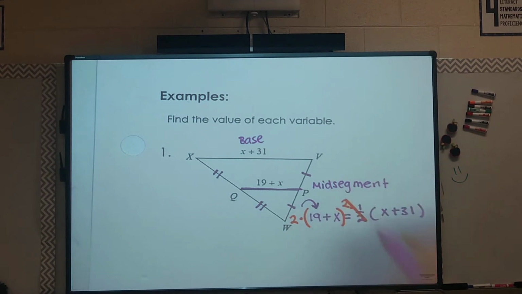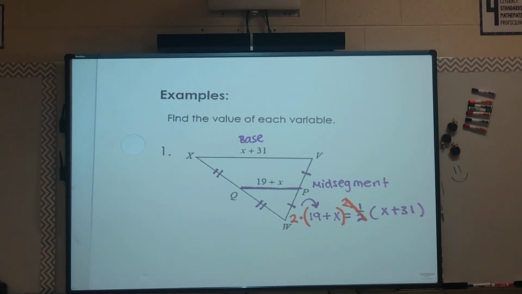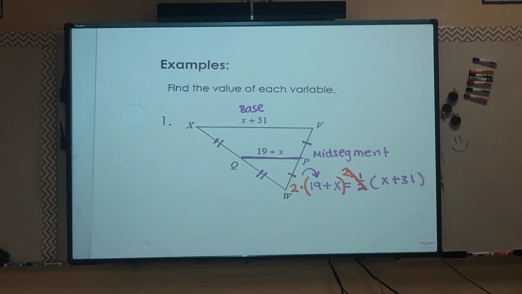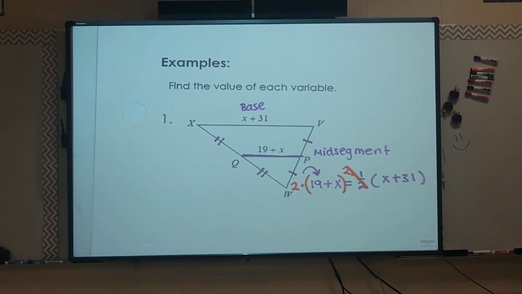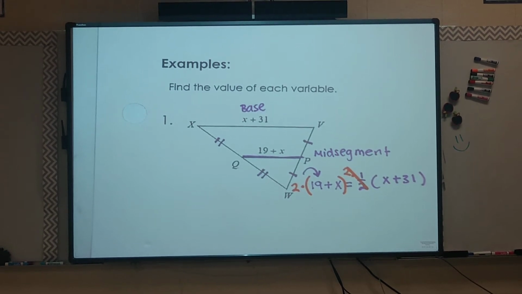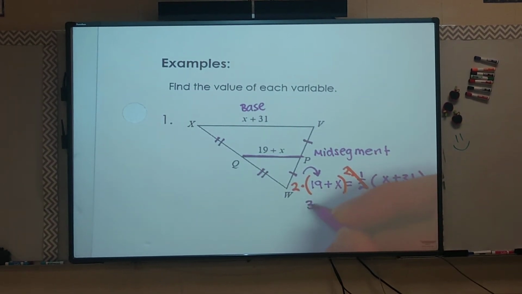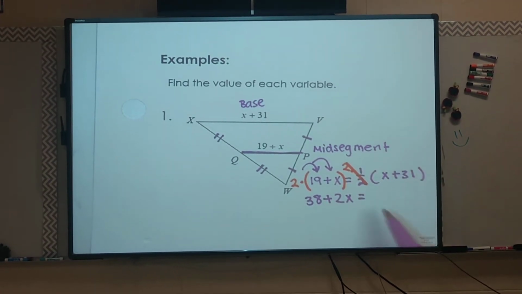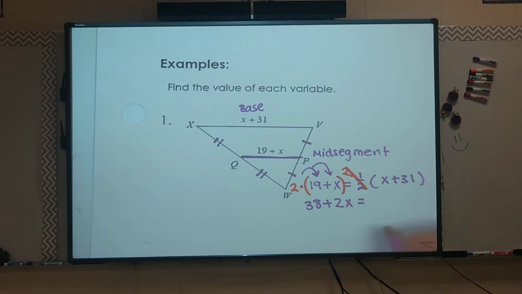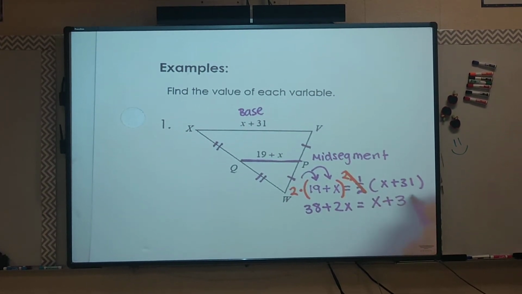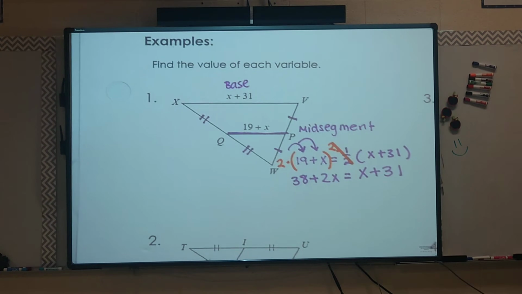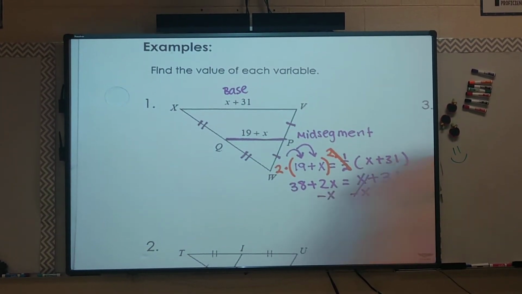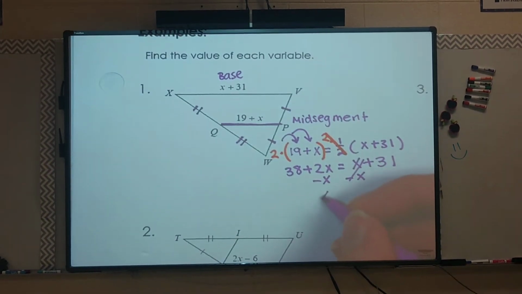2 times 19 is the first thing we're going to do, which is 38, I believe, off the top of my head. I'm going to double check it real quick with the calculator. Yes, 38. And then 2 times X is 2X. And since I canceled out that 1/2, I'm only left with X plus 31 on this side. After that, it's pretty simple algebra that I know you guys are pretty comfortable with. Get all the X's together. 2X minus X is 1X.